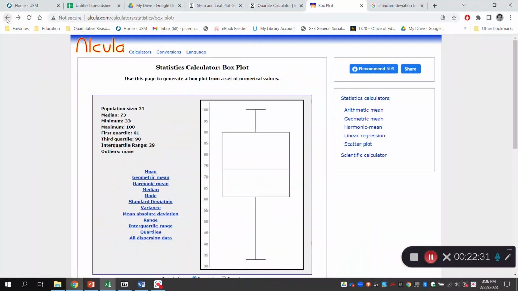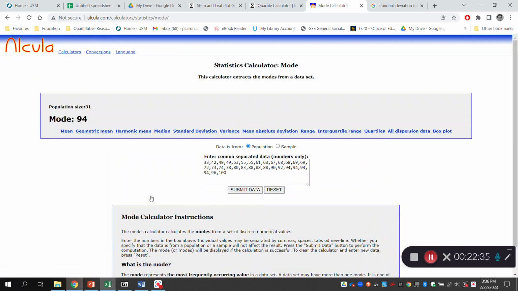And the number that appears the most is called the mode. Certain times you want the mode, that's 94. The mode is sometimes difficult to understand. Why do we need the mode?